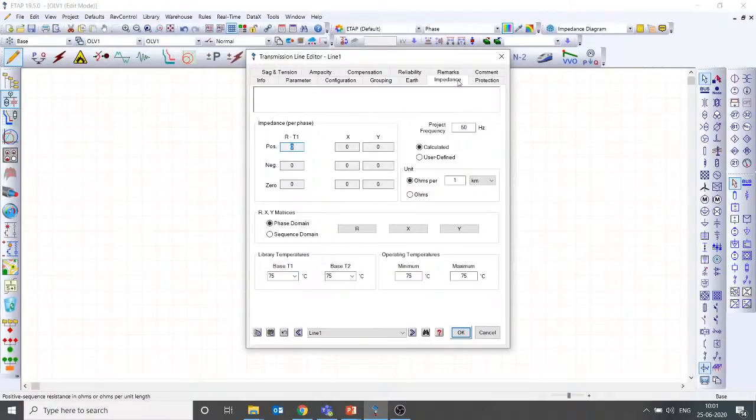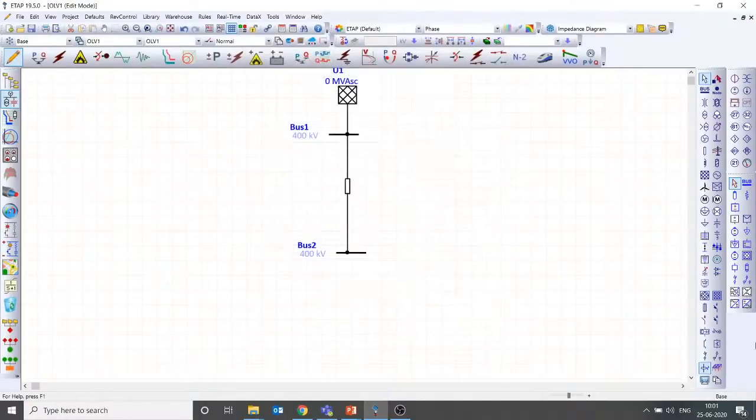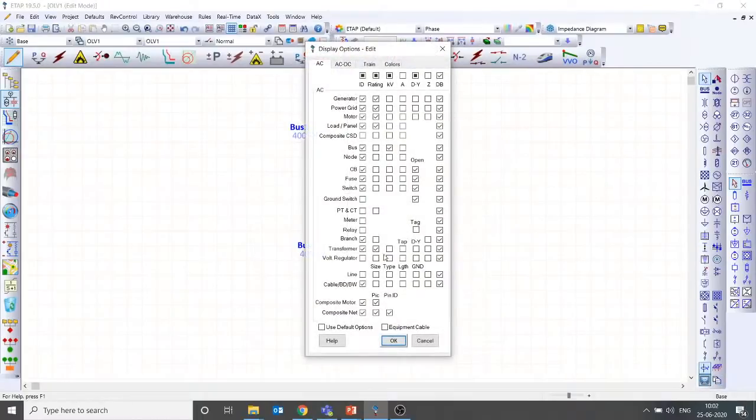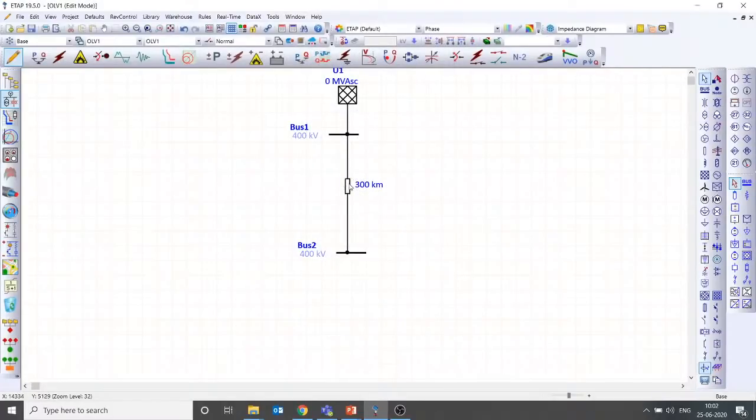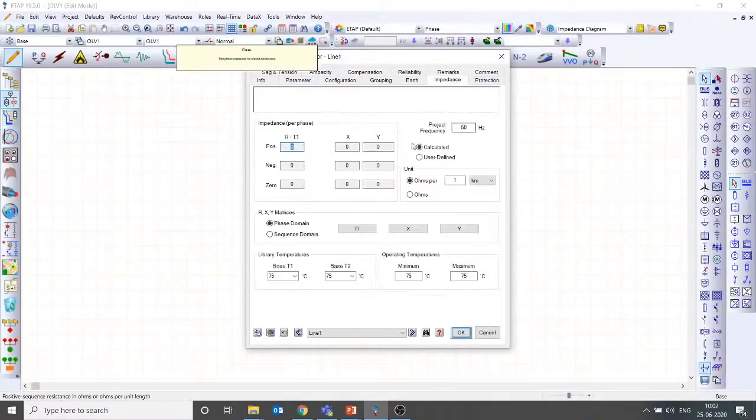So let me try to answer that question. I have given the line length as 300 kilometers. Now, to display the line length, there is a display option where I can show it. So the line length is 300 kilometers, you can watch that. I have given 300 kilometers, but I need to enter the parameters, and I do not know how to find them.